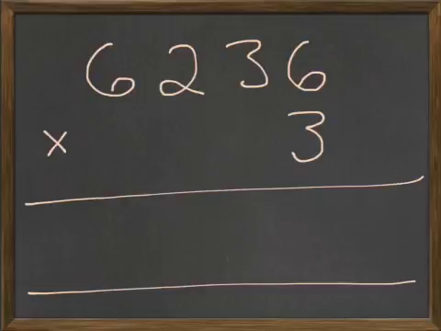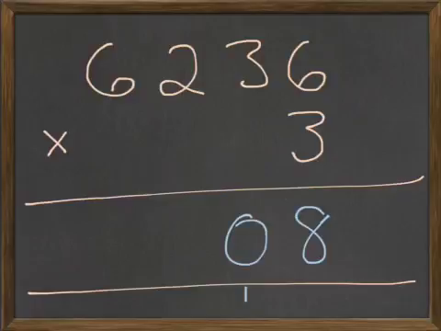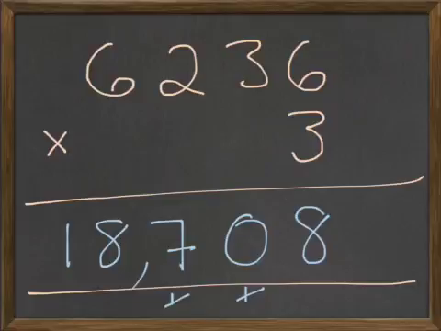And here we go, so we're just going to start on the right and work our way across. So we have 3 times 6, which is 18. 3 times 3 is 9, and 1 is 10. 3 times 2 is 6, and 1 is 7. And 3 times 6, which is 18. So we have 18,708.